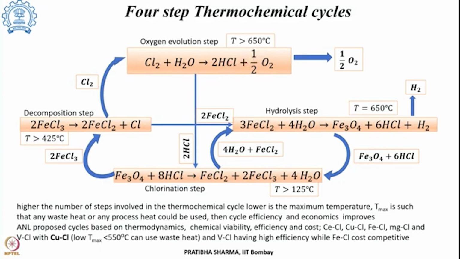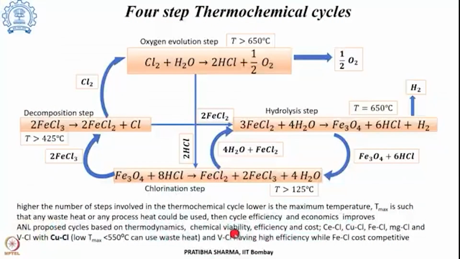step cycle. Now, Argonne National Lab proposed many cycles based on the thermodynamics and their chemical viability, whatever chemicals we are using. So, how viable is the cycle based on the efficiency, based on the cost. Some of these cycles are the cerium chlorine cycle, copper chlorine cycle, iron chlorine cycle, magnesium chlorine cycle and vanadium chlorine cycle.